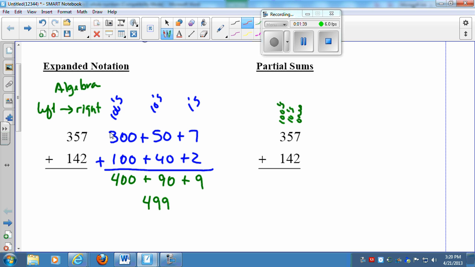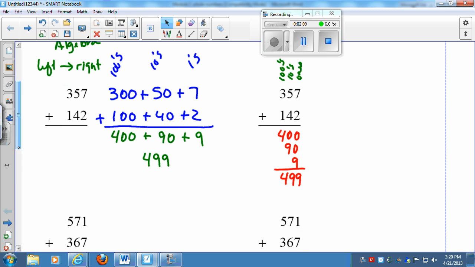300 plus 100 is 400, and I actually write the 400. 50 plus 40 is 90. Again, we're saying it by its place value, not its face value. And 7 plus 2, they're in the ones. So I would simply say 7 plus 2 is 9, and the answer to this is 499. Now this is not what we call the shortcut. Obviously, it takes a little bit of space and a little bit more time. But again, it's going to lead us to that idea of algebra and how we add.